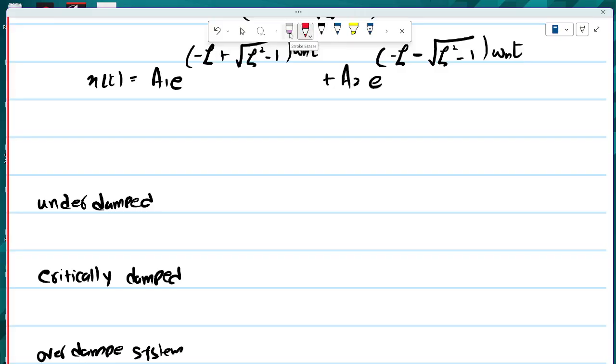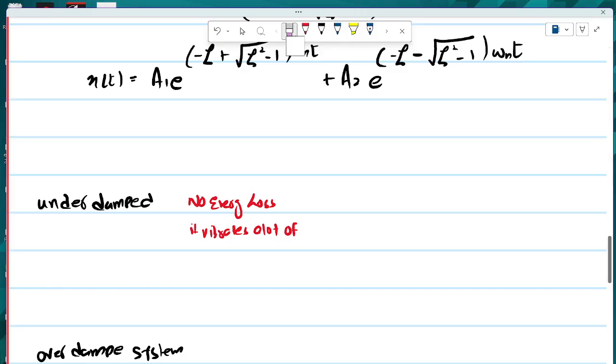For the underdamped system, there is no energy loss, or apparently no or very little friction, so it vibrates for a lot of cycles before coming to rest. It vibrates a lot of cycles before resting. I'll just erase this one.